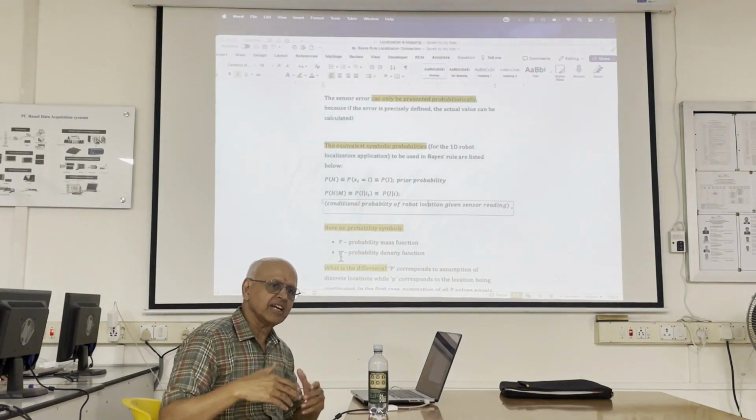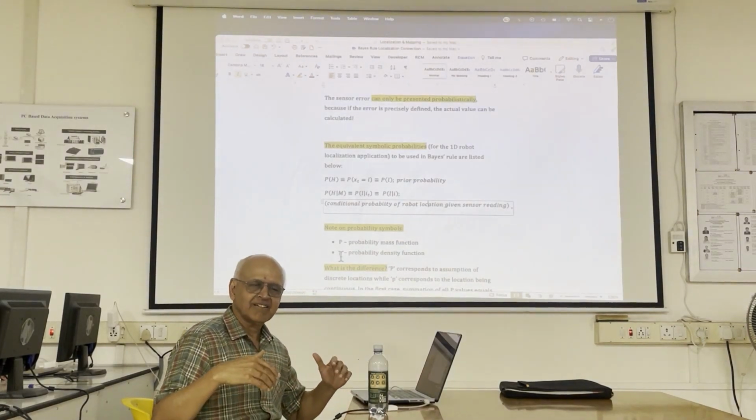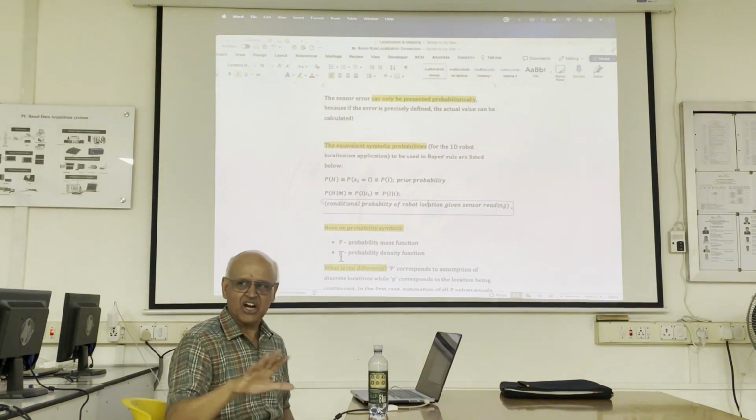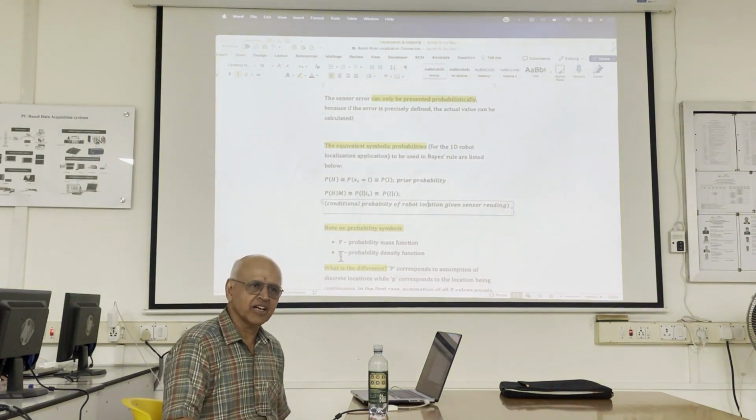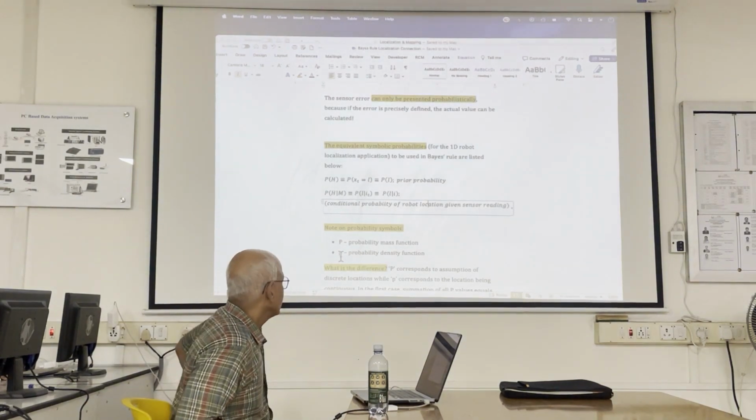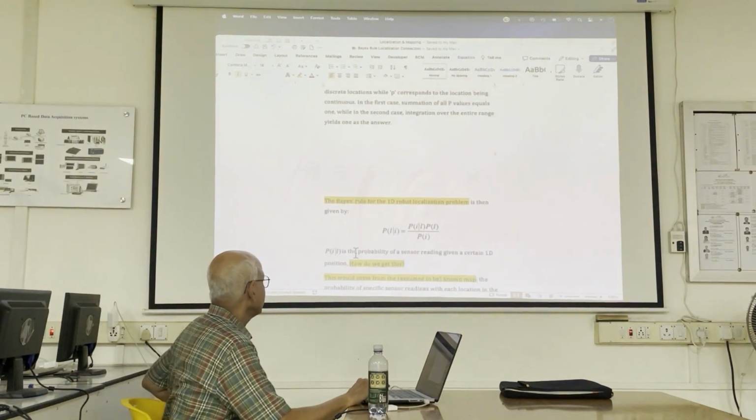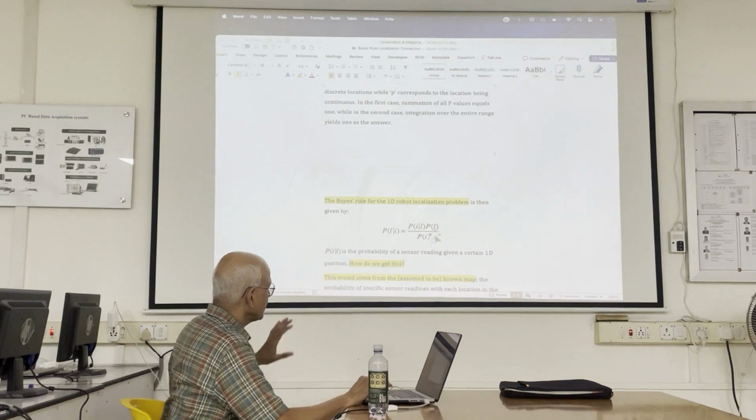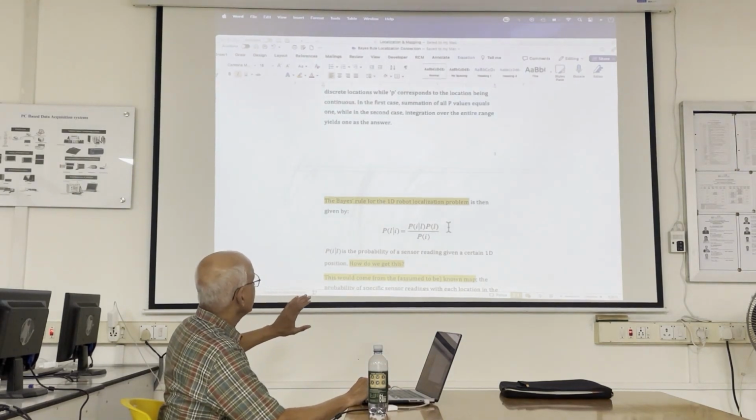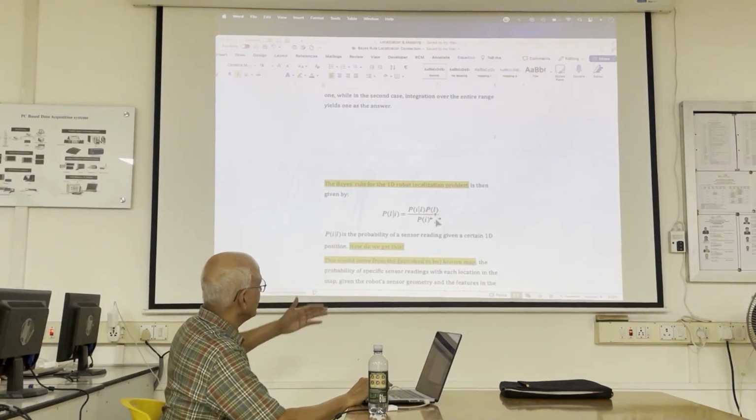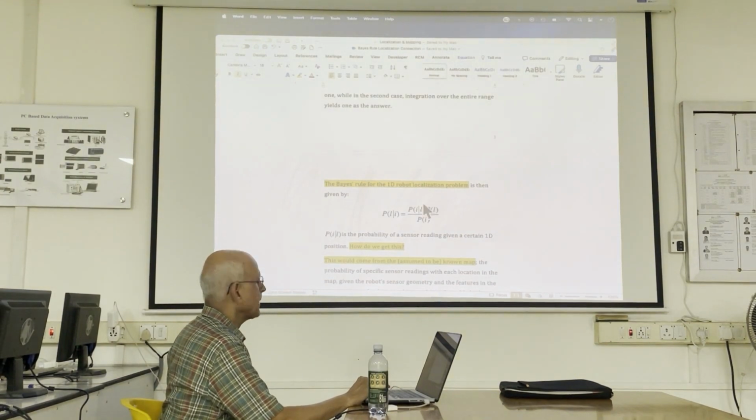A computer can do 10 million points, 100 million points, but it cannot do continuous. So therefore, capital P makes more sense. So we still stick to the capital P. In fact, we have switched to capital P now permanently. So this is what we have.